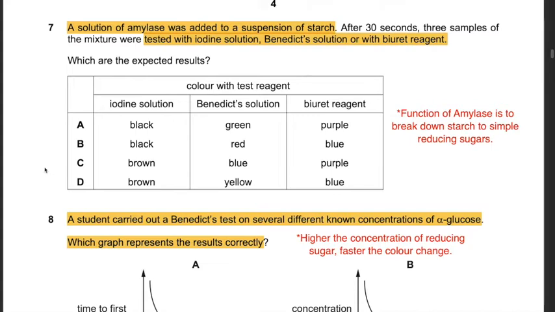The color with biuret reagent should be purple, as amylase is an enzyme and all enzymes are proteins. Therefore, the answers can be either A or C. And since the function of amylase is to break down starch to simple reducing sugars, there should be a positive test with Benedict's solution. Therefore, the answer can't be C, leaving us with the answer being A. Iodine solution black, Benedict's solution green, biuret reagent purple.